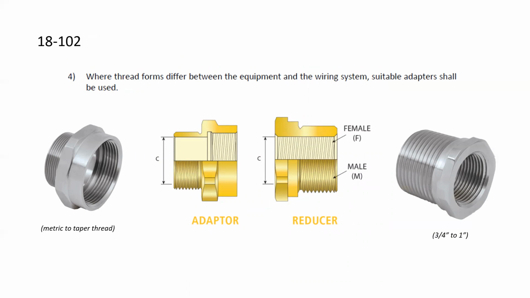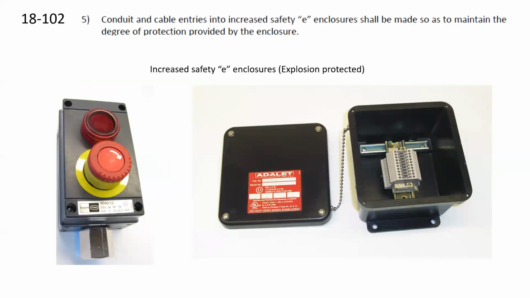Subrule 4 indicates when we have threads of different forms, we need to get adapters, and the adapters can then adapt a straight to a tapered thread. Subrule 5 indicates conduit and cable entries going into increased E safety enclosures shall be made so as to maintain the degree of protection provided by the enclosure.